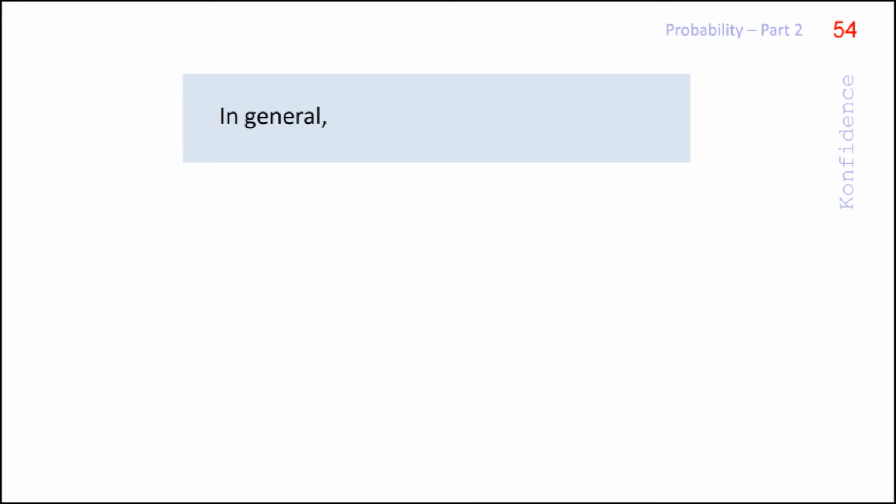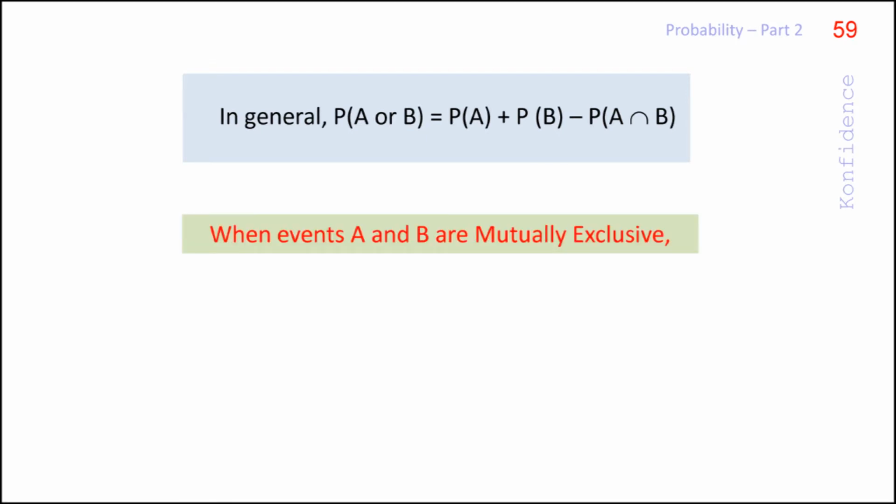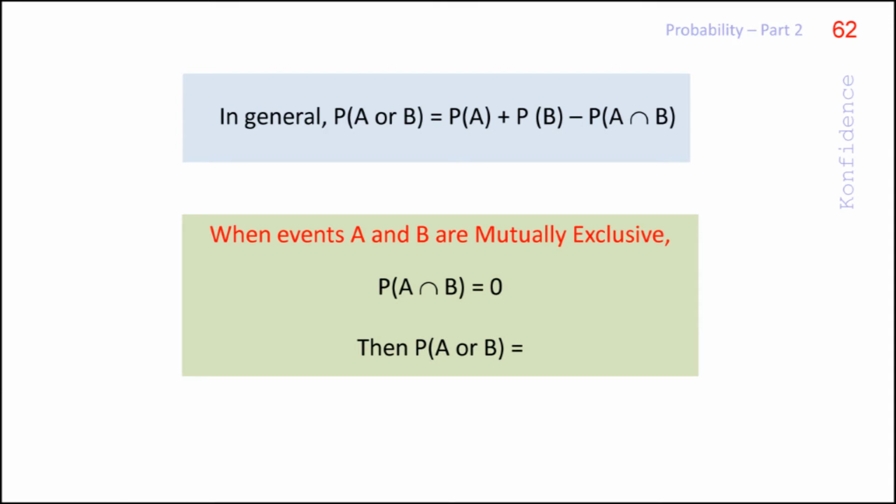If A and B are two events, then in general, we can say that probability of A or B equals probability of A plus probability of B minus probability of A intersection B. In the case of mutually exclusive events A and B, probability of A intersection B will be zero. So, probability of A or B becomes probability of A plus probability of B.